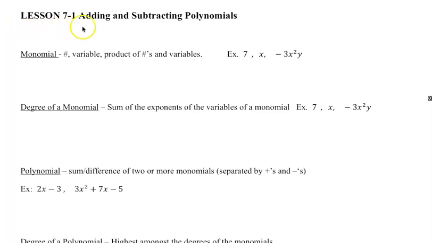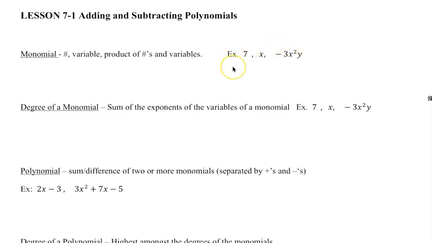In this lesson, we're going to talk about adding and subtracting polynomials. So first, let's talk about what a monomial is. A monomial is any single term, like a number, a variable, or a product of numbers and variables. So here, that's a 7, that's a monomial. That's an x, a monomial. Even this, negative 3x squared, is a monomial.